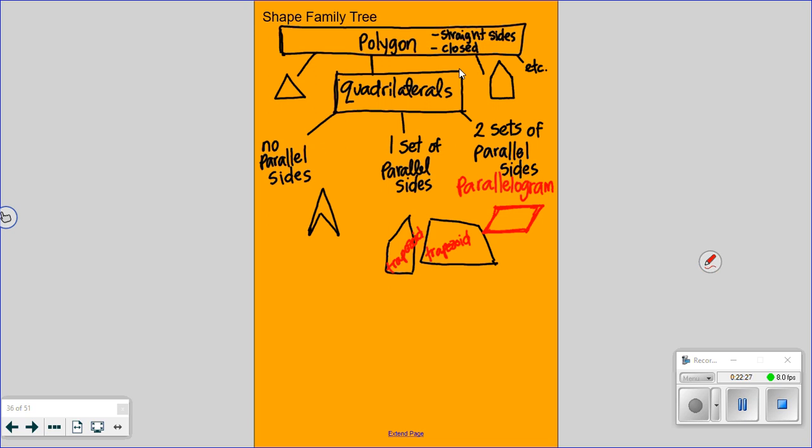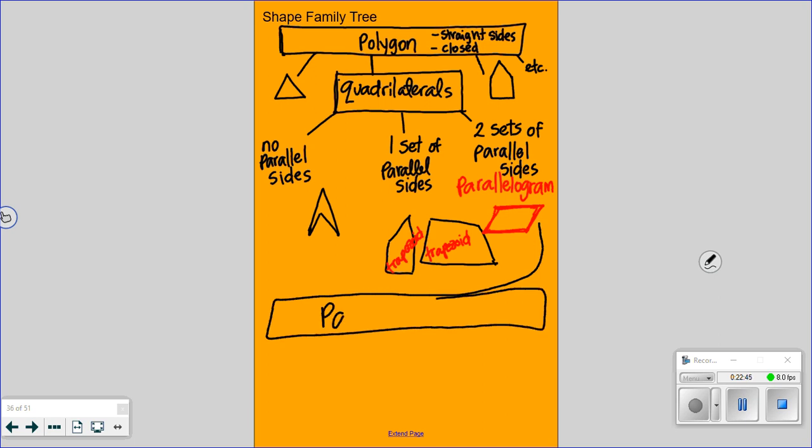All right, we're going to keep going in our family tree. We're not going to go any farther with our trapezoids, because that's pretty much it. But we're going to go down to parallelograms. So I'm going to make a new parallelogram bar. If you need to turn the page and do a new parallelogram bar, that's okay.